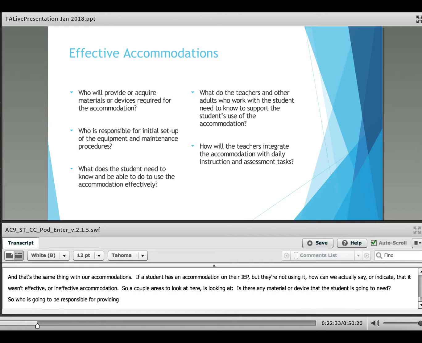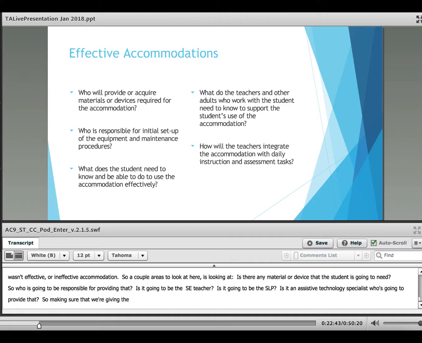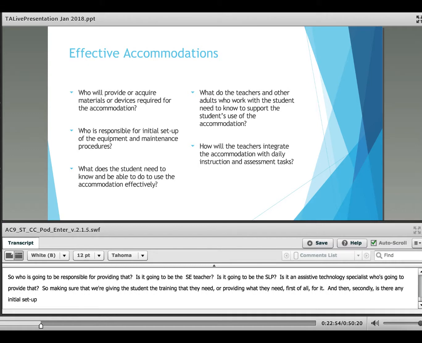So who is going to be responsible for providing that? Is it going to be the ESE teacher? Is it going to be the SLP? Is it an assistive technology specialist who's going to provide that? So making sure that we're giving the student the training that they need, or providing what they need, first of all, for it. And then secondly, is there any initial setup?